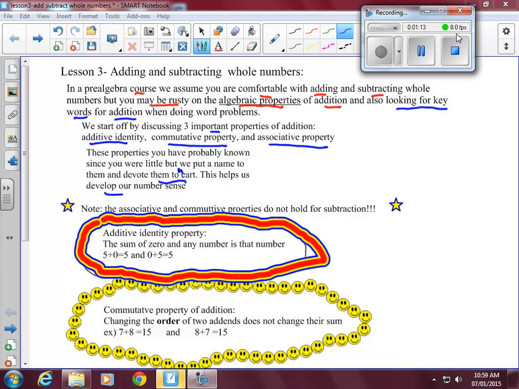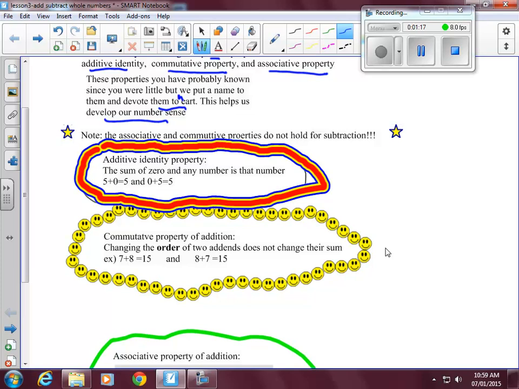This helps us develop our number sense. It starts to tell you what's legal, like can I subtract 2 numbers in any order and get the same answer? Is 7 minus 3 the same thing as 3 minus 7? No, it's not. So we're going to find out what's legal here pretty soon.